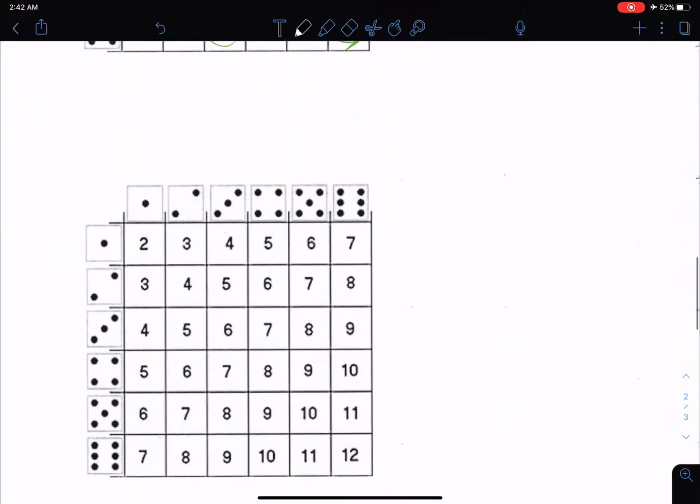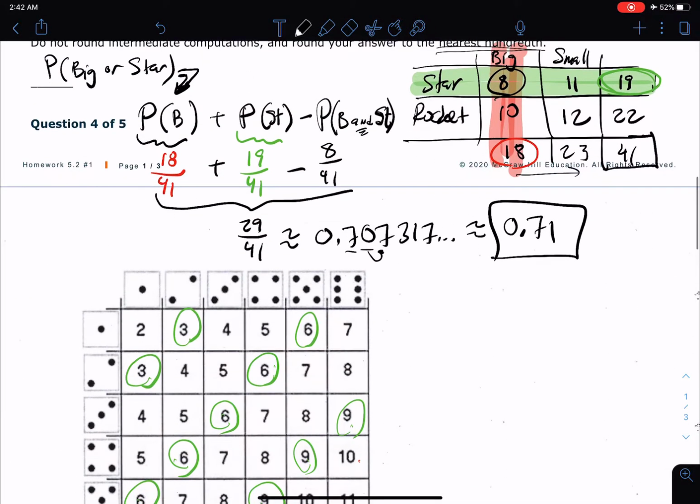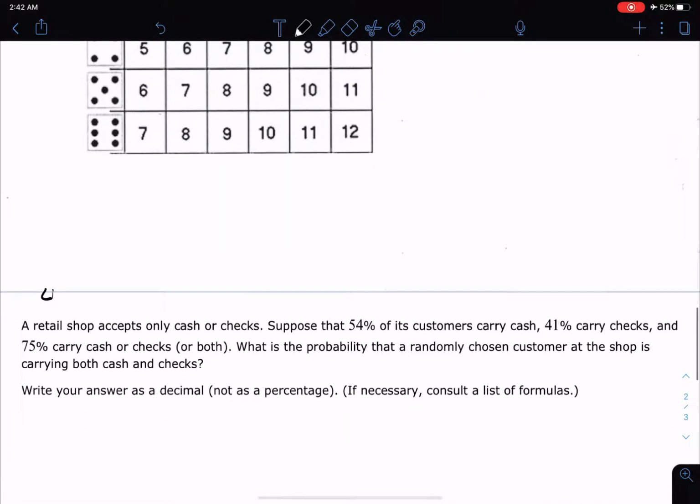Okay, let's move on to our last couple problems. This is number 4, separated by my little thing I added there.